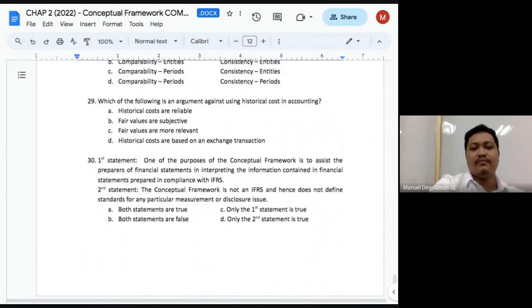Second statement, the conceptual framework is not an IFRS and hence does not define standards for any particular measurement or disclosure issue. The second statement is true. That's why the answer for number 30 is delta.